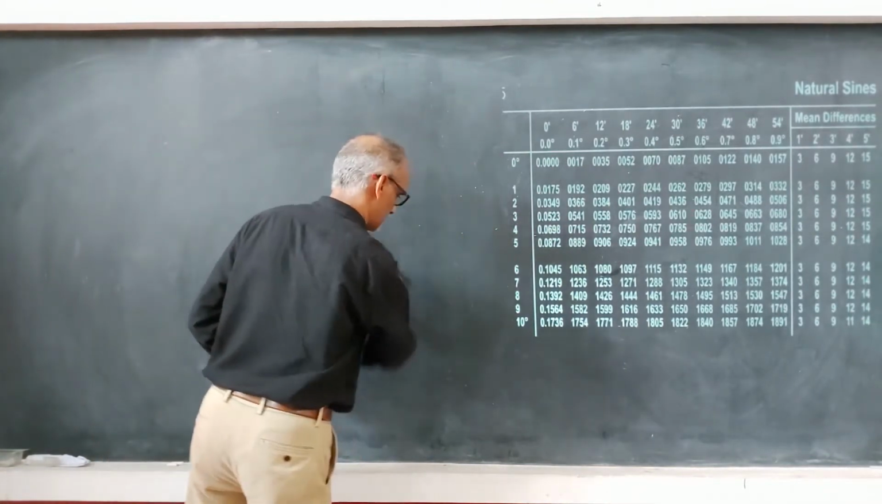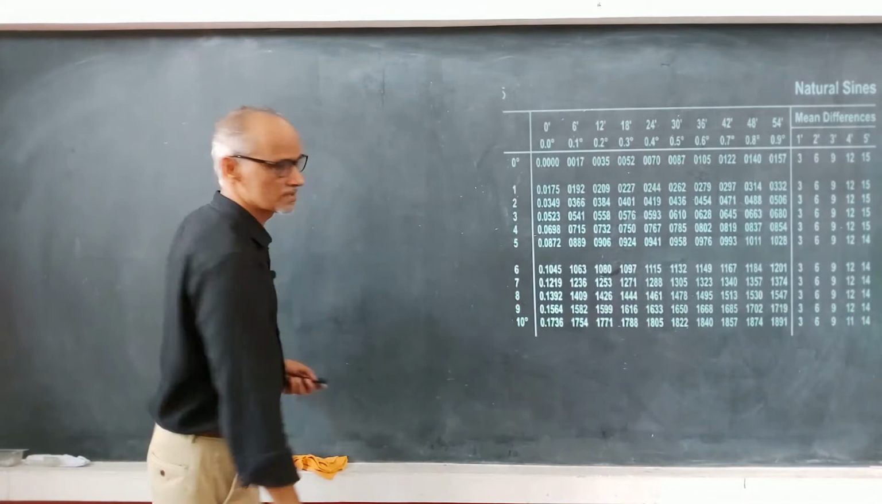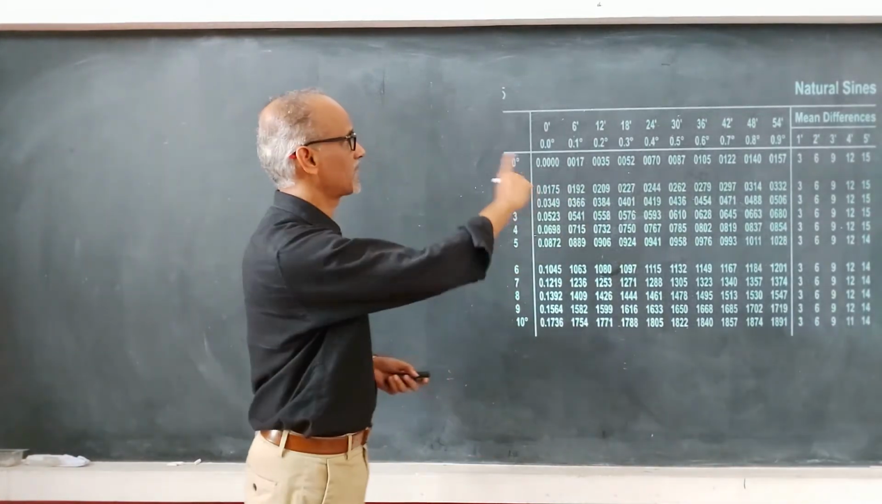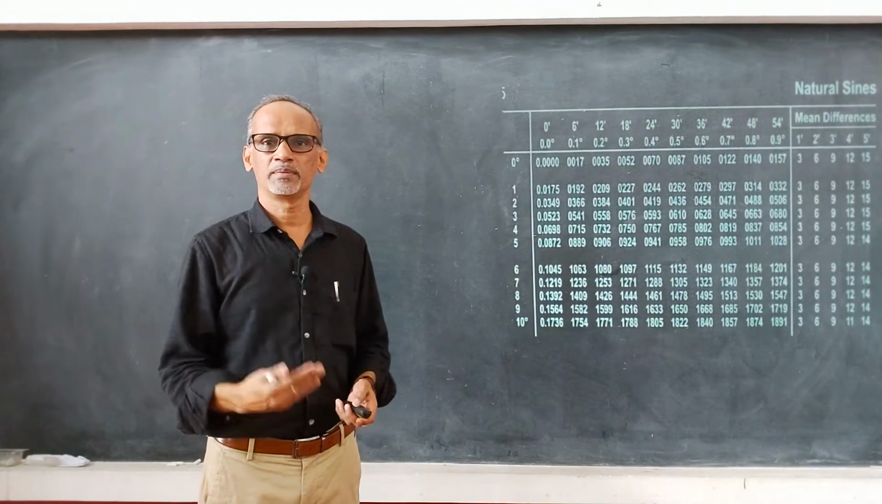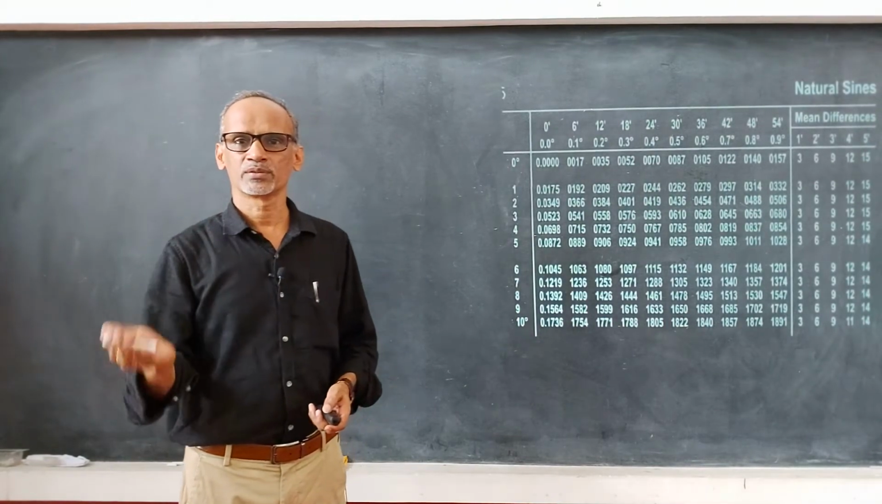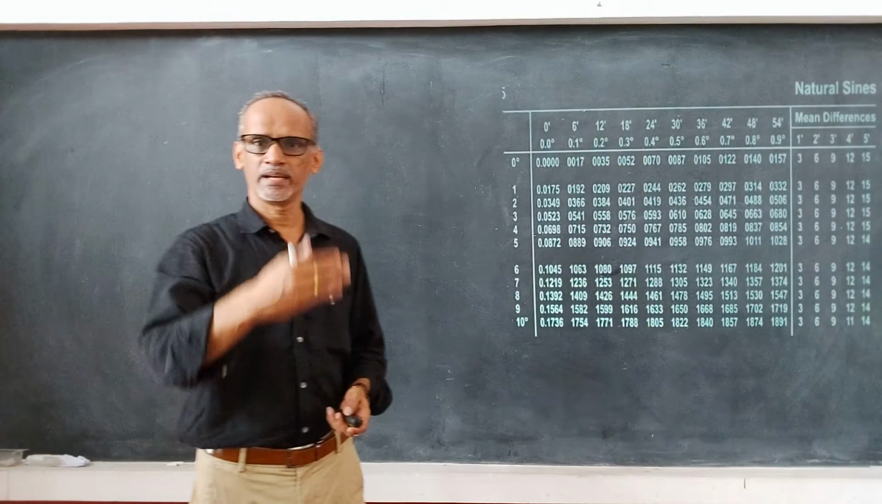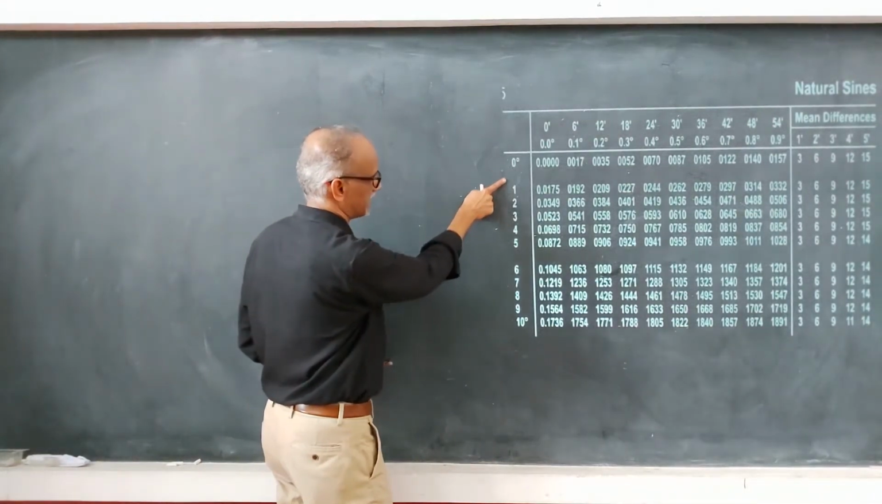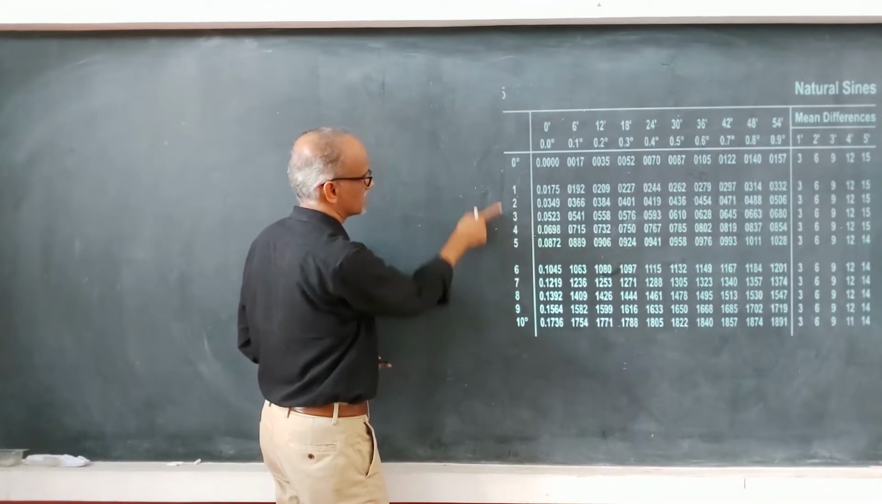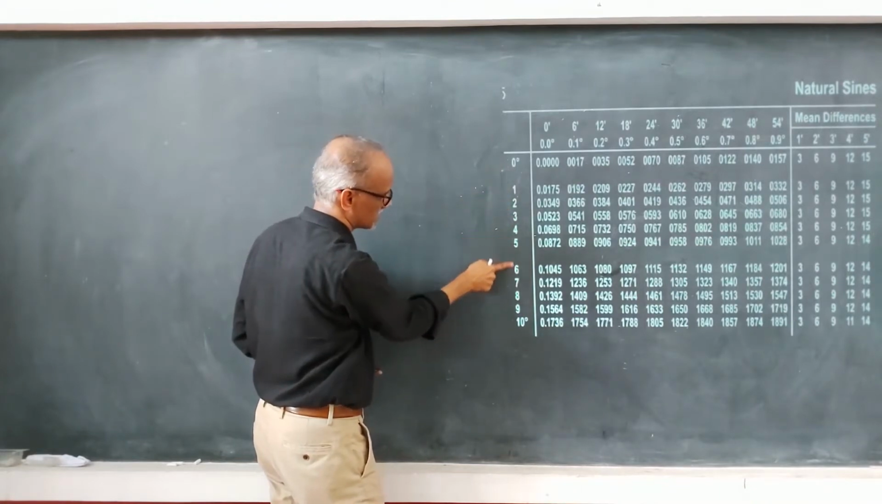This particular table, as you can see, is related to the sine function. It gives natural sines. Likewise, we have tables for natural cosine, natural tan, and so on. We have tables for every function. Are you clear? What you get to see here are the degrees. Can you see that? 0 degree, 1 degree, 2 degree, this is degree.